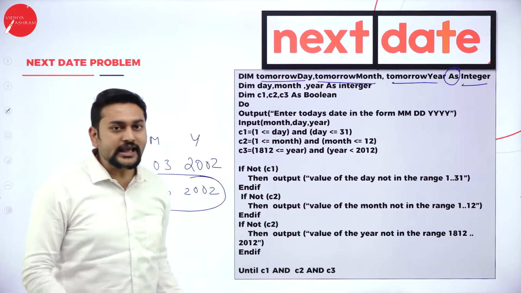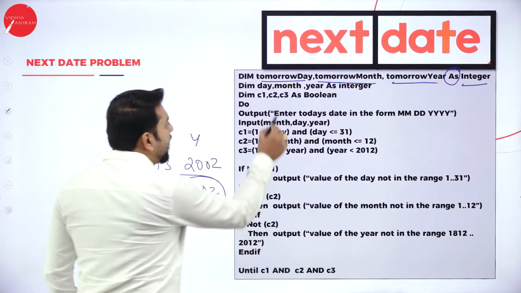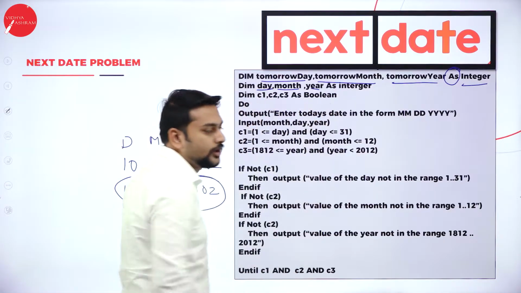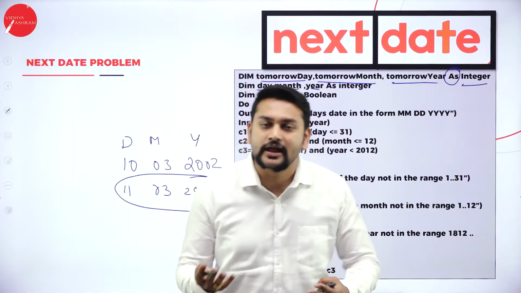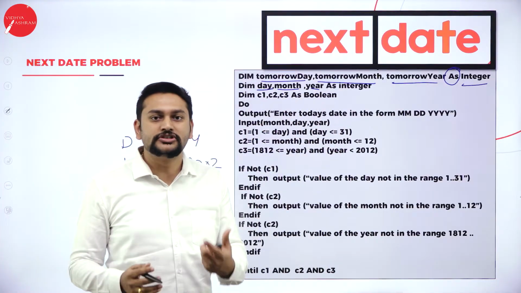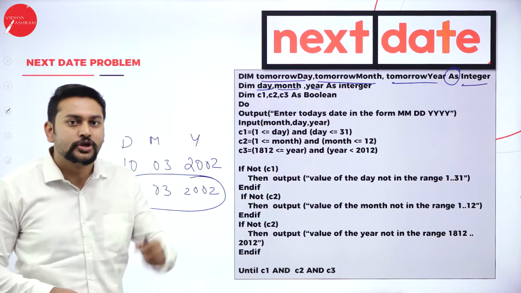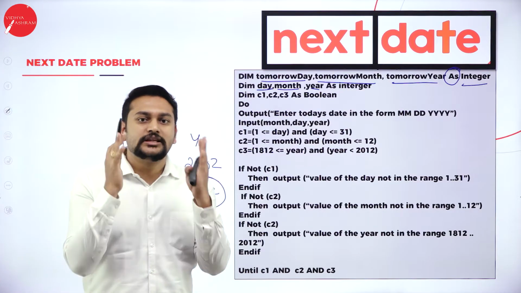The next line, why do I have this? Again, I have day, month, year. Why do I have this day, month, year? These 3 variables, again, are in the form of integer. You should be able to store the integer values in those variables. So please listen to me carefully.